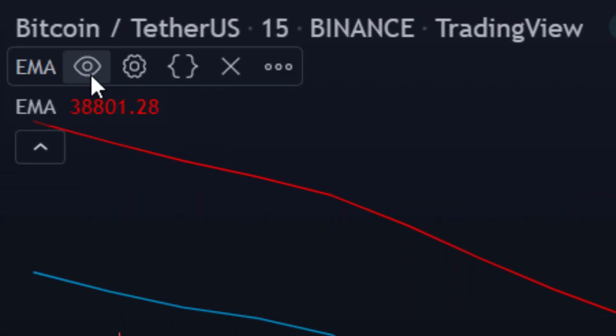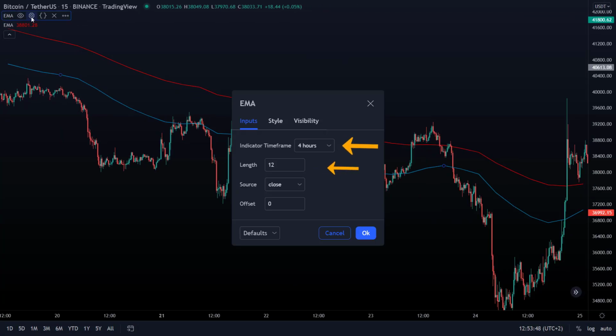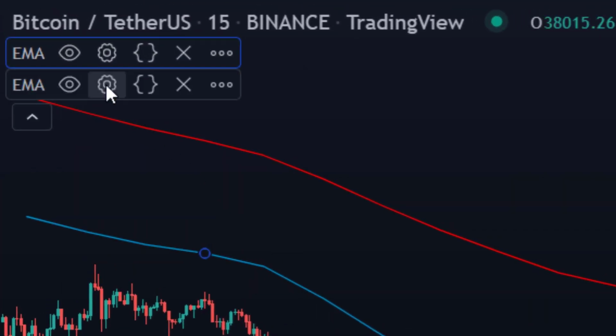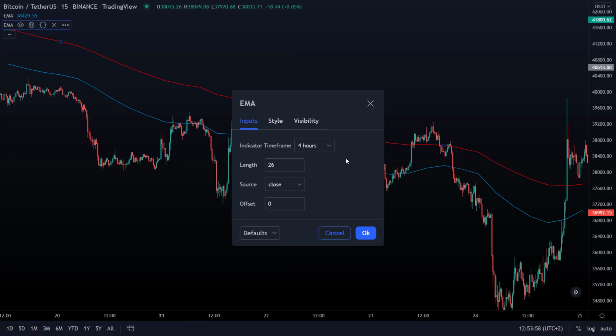If I go to the settings of the EMA, you can see that the first one has a length of 12, and is based on the 4 hour timeframe. With the other strategy it was based on the 1 hour timeframe. If I go to the settings of the other EMA, you will see that it has a length of 26, and is also fixed on the 4 hour timeframe.